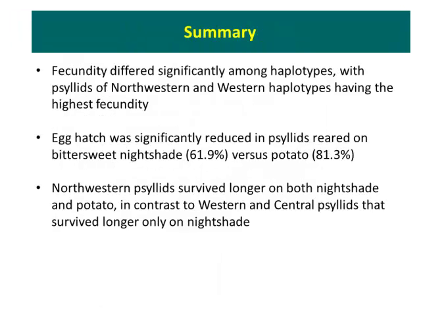So here is the summary of our first objective, in which the reproduction, the fecundity, differs significantly among the haplotypes, with the northwestern and the western haplotypes having the highest fecundity. The egg hatch was significantly decreased when they were reared on the bittersweet nightshade. This is about 62%, compared to the potato, which is about 81%. And northwestern haplotypes live longer on both nightshade and the potato, in contrast to the western and the central haplotypes that live longer only on the bittersweet nightshade.